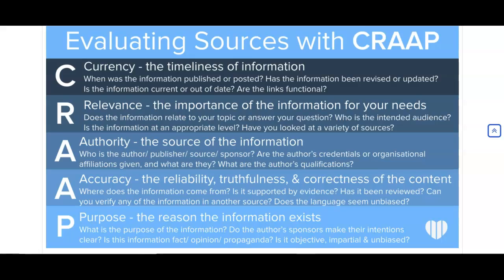Tied to authority and accuracy, we look at purpose. You may also hear this referred to as bias. So you're trying to figure out the reason this information exists. We try to find information that is objective, impartial, and unbiased. The author's purpose would be to educate you. If you're writing an informative essay, you'll want to find this kind of information. If you're writing a persuasive essay, it may be okay to use biased information, again, if the author is proving that it's accurate and not just giving a personal opinion.